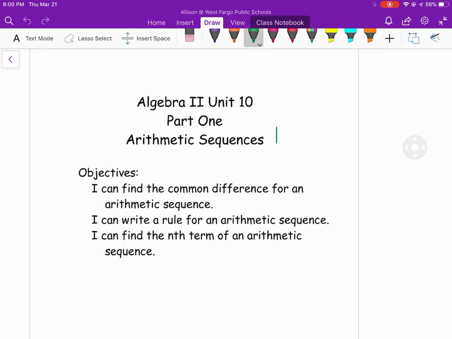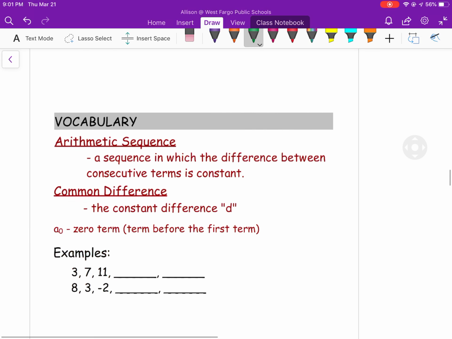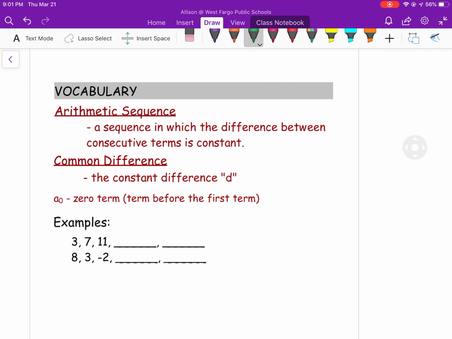Sequences. This will go with 10.2a notes. So we're going to look at arithmetic sequences, finding the common differences, writing the rule, and then finding the nth term of an arithmetic sequence. So this is going to look really similar to something you've seen before.